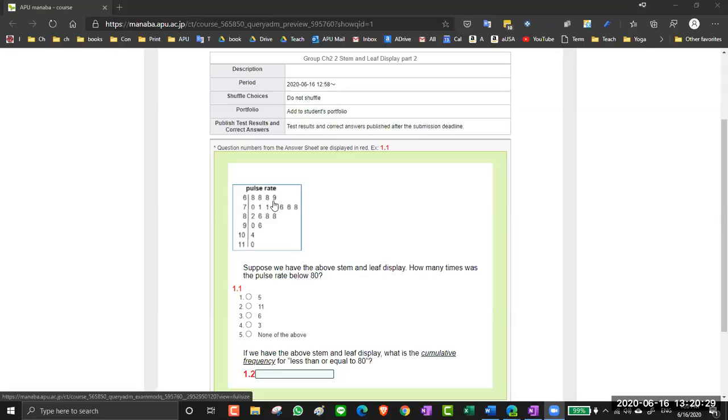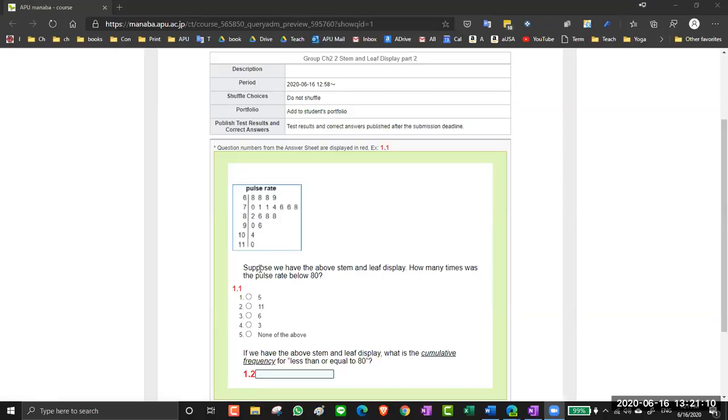Right. And what does this 9 mean? 69. And what does this 4 mean? 104. Okay, so by the way, what's a healthy heartbeat? Anybody know? I don't know the answer. 96? Okay. So this person is healthy. And this person is dying. And this person is going to die soon. Okay, no, we don't know, right? I don't know the answer to that. But anyway, does everyone understand this?